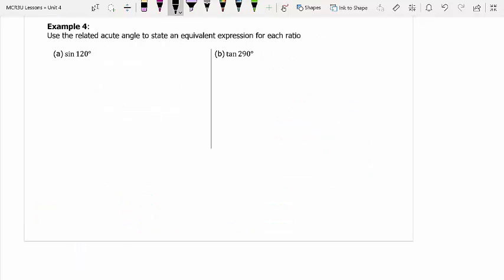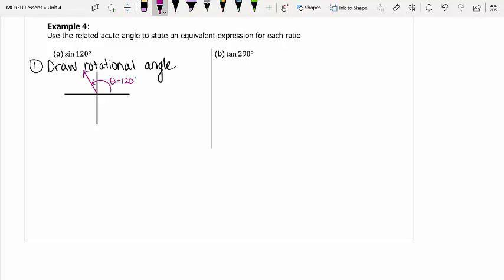Example 4, use the related acute angle to state an equivalent expression for each ratio. So we need to come up with something that is equal to sine 120. So the first thing you want to do is draw out the rotational angle. So the rotational angle is the one in question. So we're going to draw out 120 degrees. Okay, so there's our rotational angle of 120 degrees. Let's focus on that terminal arm. Okay, so we're in quadrant 2.